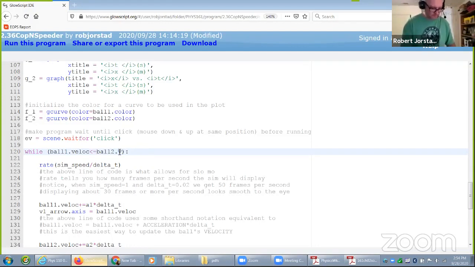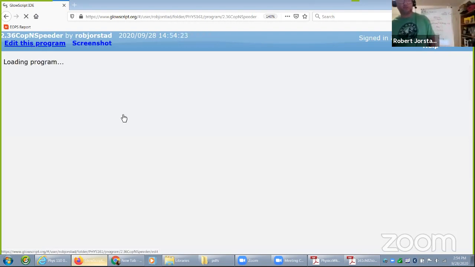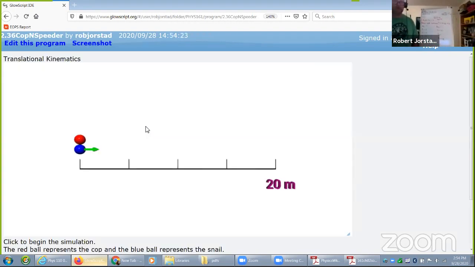And hopefully I don't screw this up. And so we'll run this one again. Hopefully I didn't screw up my typing there. And so that is the time when this transitions. Notice the two velocity arrows are equal. After this point in time, the cop is going to catch up.